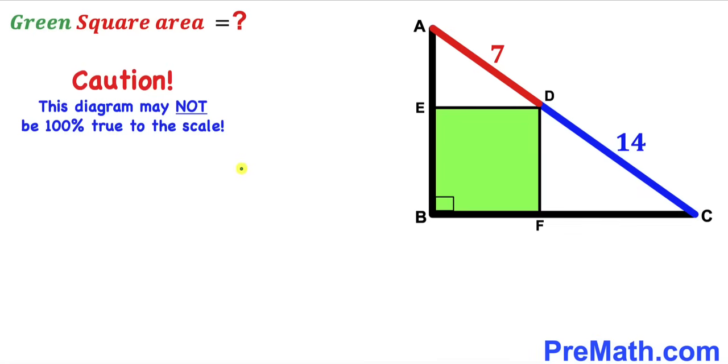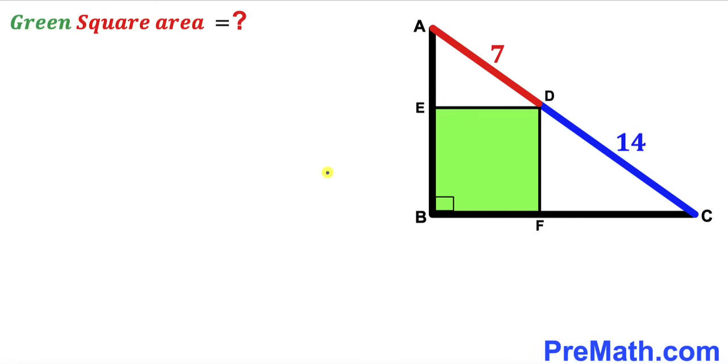Please keep in mind that this figure may not be 100% true to scale. Let's go ahead and get started. Here's our very first step. Let's focus on this green shaded square EBFD. We know this is a square, so all the side lengths are equal.